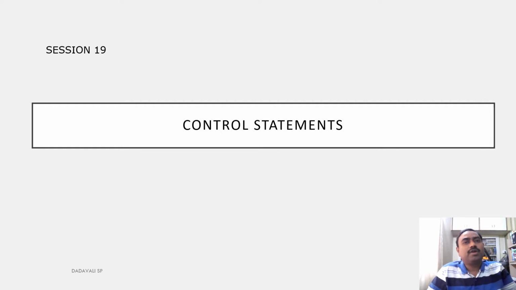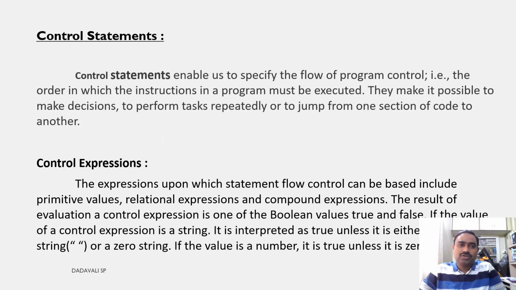But generally all programs are executed sequentially. Sometimes users want to control some statements depending upon conditions. So control statements enable us to specify the flow of program control, therefore the order in which the instructions in a program must be executed. Generally, in all programming languages, instructions are executed sequentially, so you can control some statements.